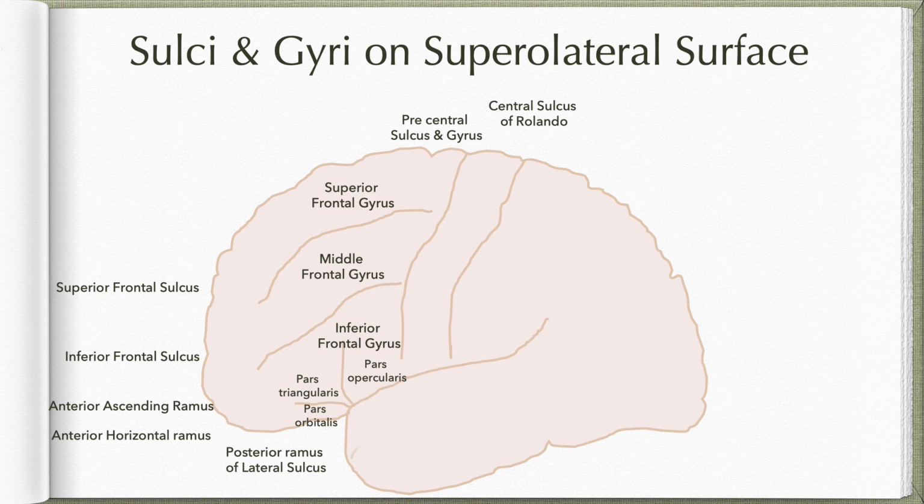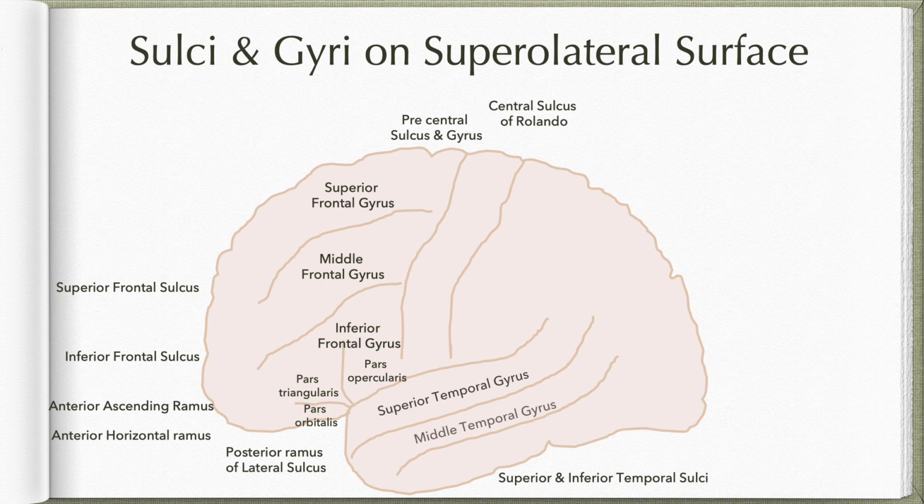Now coming to the temporal lobe. The temporal lobe is divided by 2 sulci, the superior and inferior temporal sulci, into 3 gyri: superior temporal gyrus, middle temporal gyrus and inferior temporal gyrus. All that you need to note here is that both the middle and inferior temporal gyri, at their posterior ends, are upturned, just like the posterior ramus of the lateral sulcus.